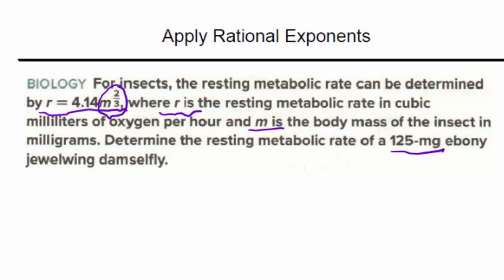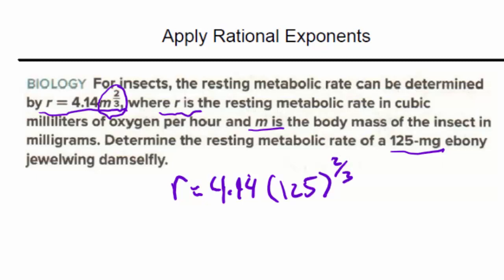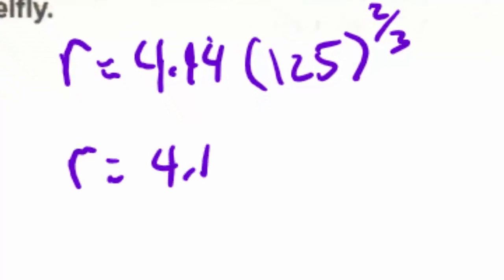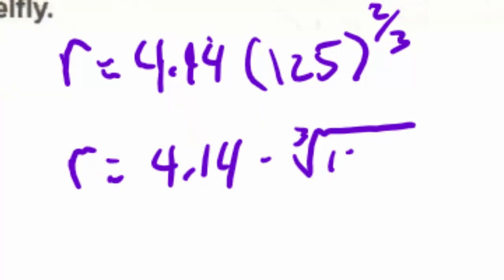So in place of m, we're going to put 125. So R is going to equal 4.14 times, and I'm going to put this next one in parentheses, 125 raised to the 2/3 power. Now the 2/3 power means take the cube root of 125 and square it, or vice versa. I happen to know what the cube root of 125 is, so I'm going to do that one first. So 4.14 times the cube root of 125. Then I will raise that to the 2nd power.